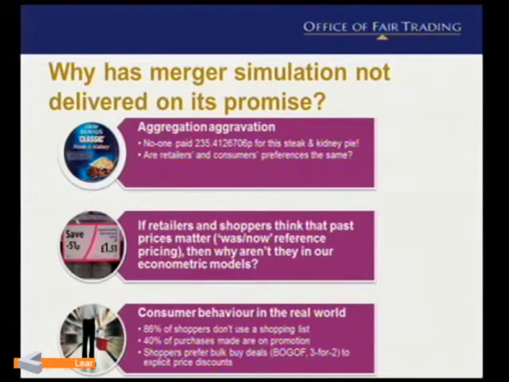This is a photograph taken by a colleague of mine in the context of an investigation that the OFT was doing. And this is was-now pricing for Imperial Leather Bath Moments, which I understand is a kind of bubble bath. And it says, price was £1, now £1.51. Save minus 51p. In the UK, the OFT has had a lot of success engaging with supermarkets to stop was-now reference pricing that's quite this silly. But the point is, was-now reference pricing is still very, very common. And if retailers and shoppers think that past prices matter, we ought to include them when we're estimating elasticities.